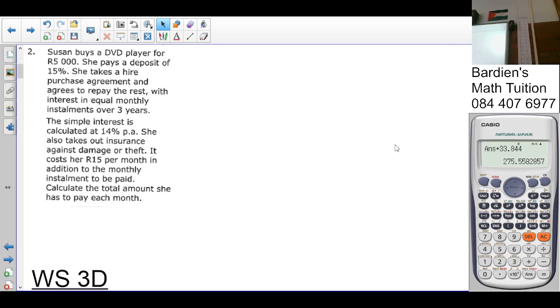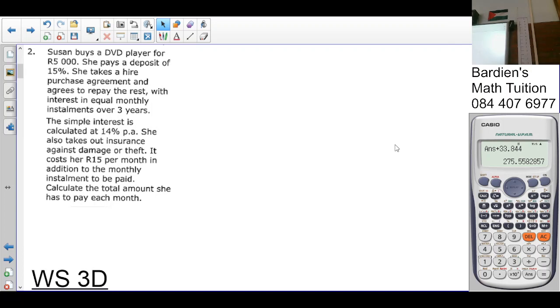Susan buys a DVD player for 5,000. She pays a deposit of 15% and takes a hire purchase agreement and agrees to repay the rest with interest in equal monthly installments over 3 years. The simple interest rate is 14% per annum. She takes out insurance against damage or theft. It costs her 15 Rand per month in addition to the monthly installment to be paid. Calculate the amount she has to pay each month.